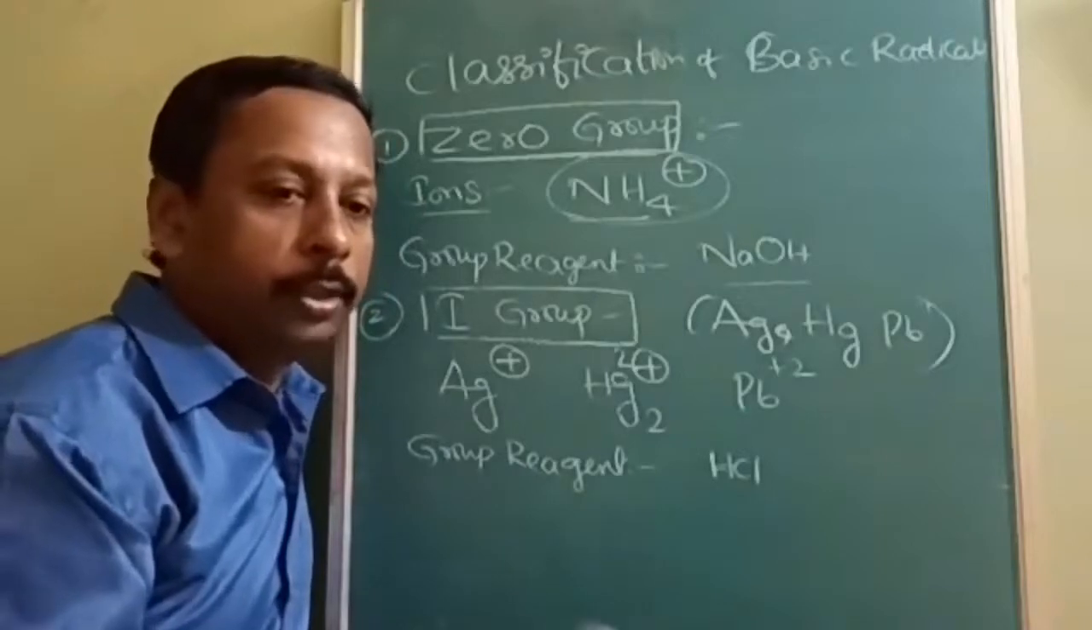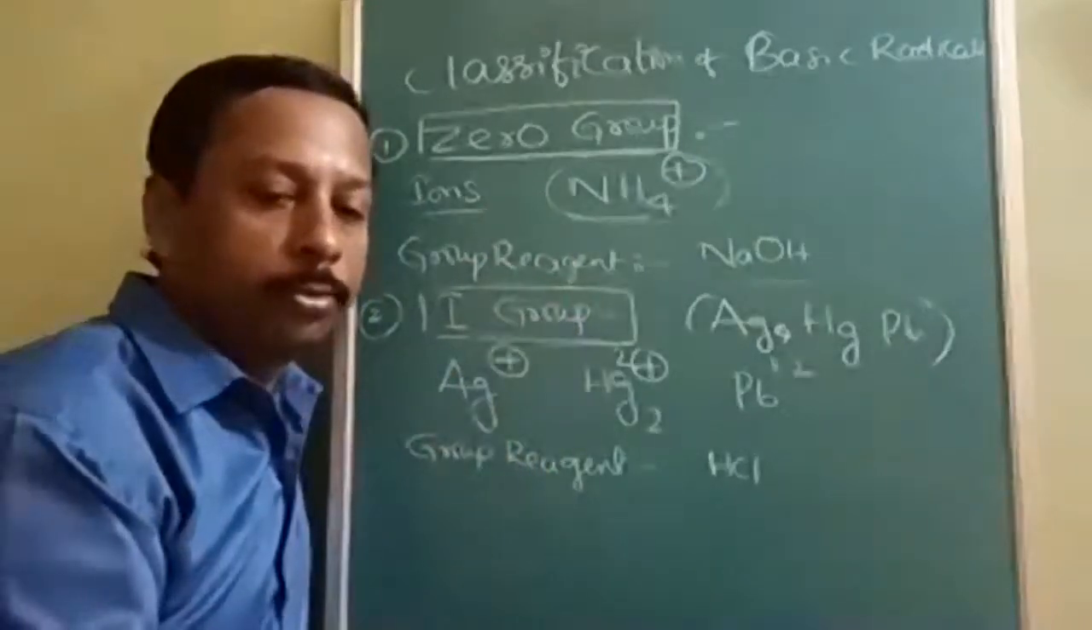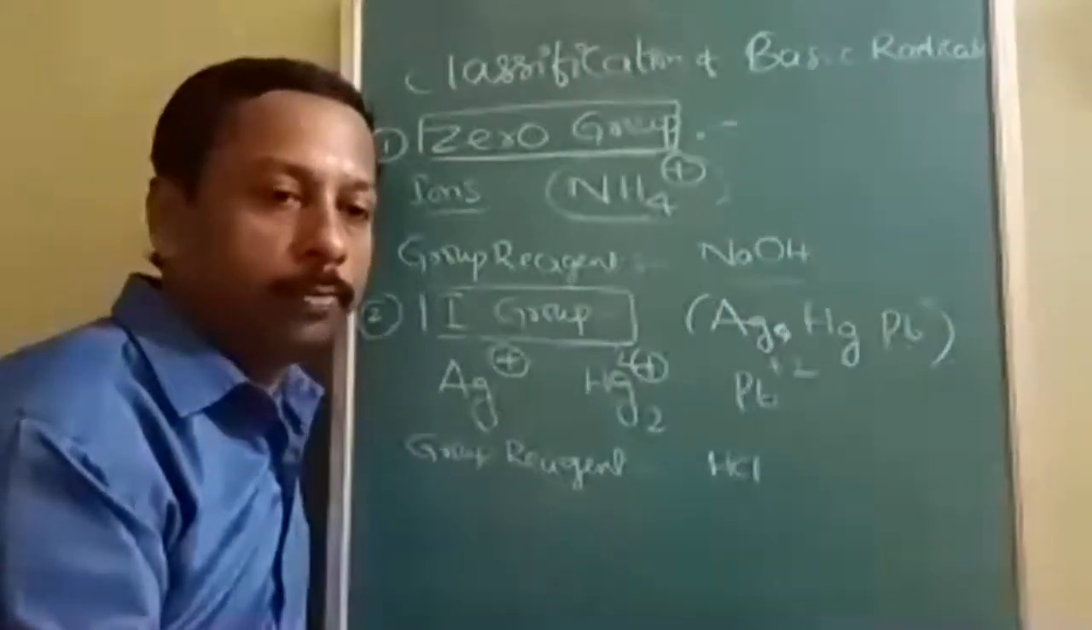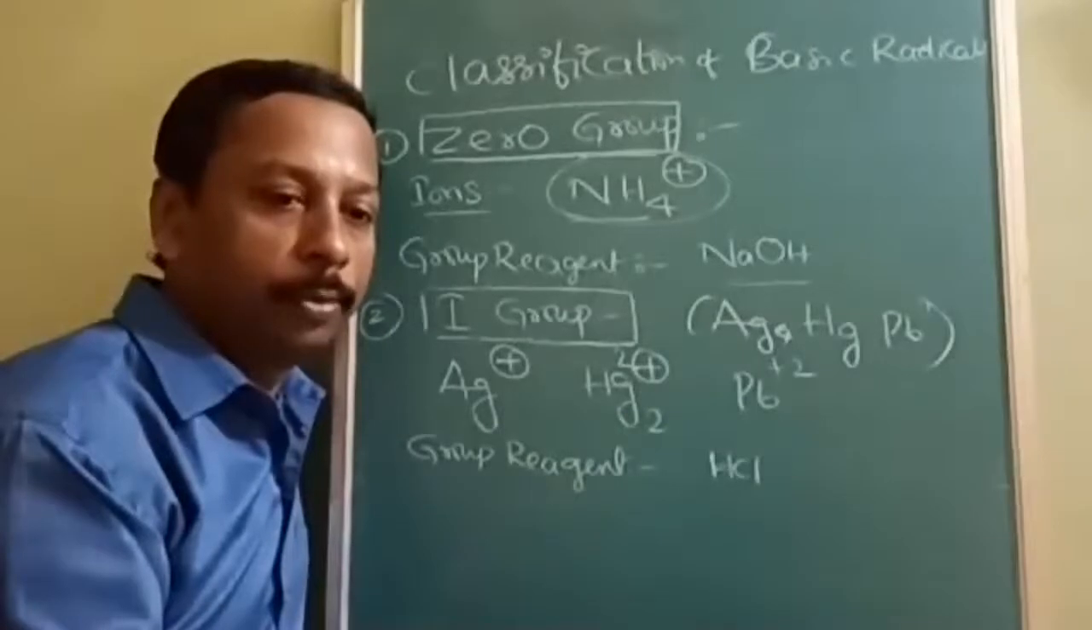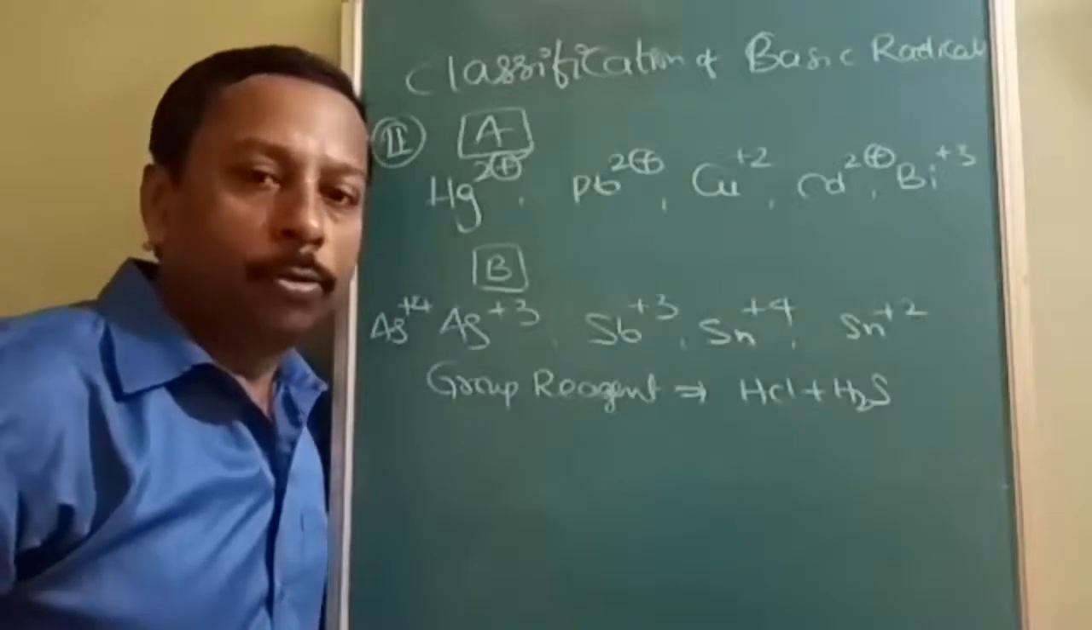Okay, so this is the zero group and first group and their group reagent. Understood? So we are left with how many? We are left with four more groups. Five more groups. Okay. Next here, the second group.